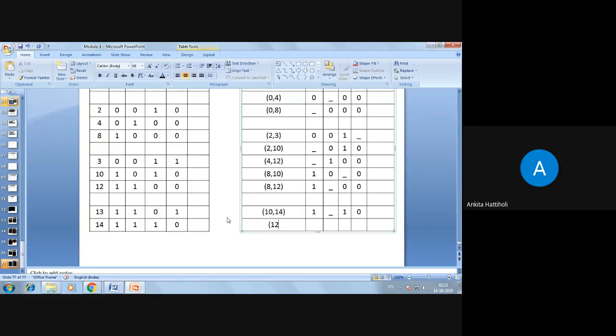Possible. Yes. 13. 1, 1, 0 dash. Okay? One more combination I have, I feel so. 12, 14. Yes, ma'am. In 1, 1, don't care, and 0. See, check your table now, everyone. Okay, this is the table you get.